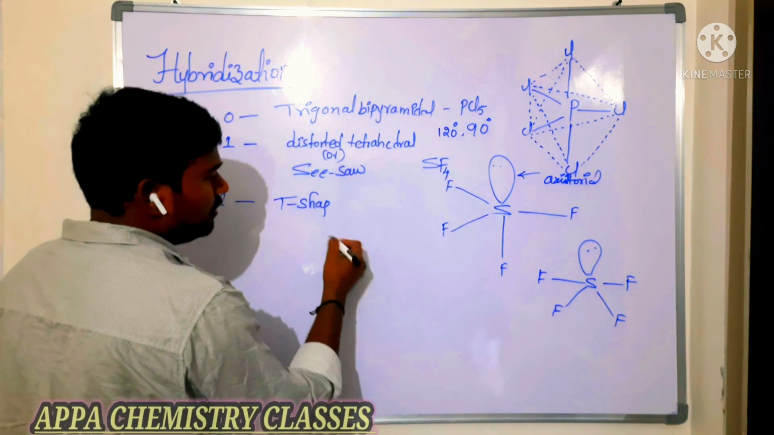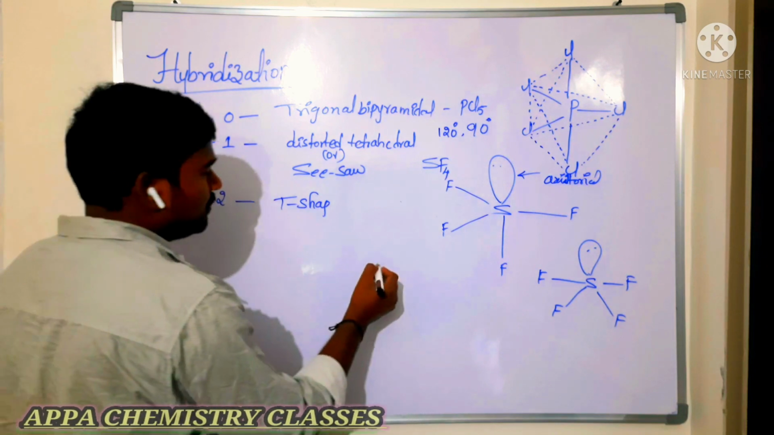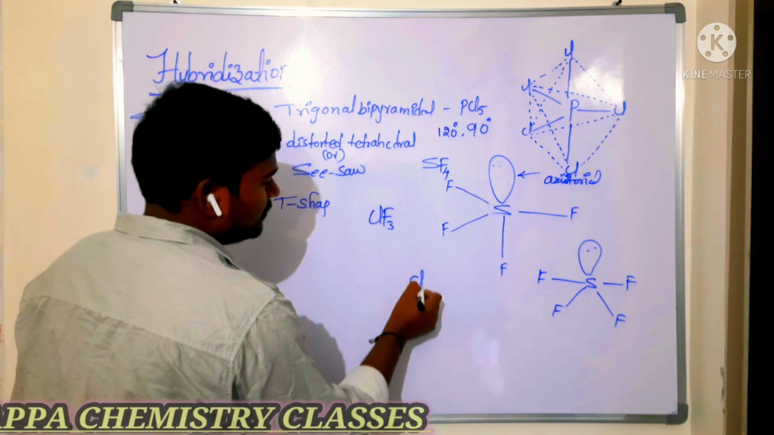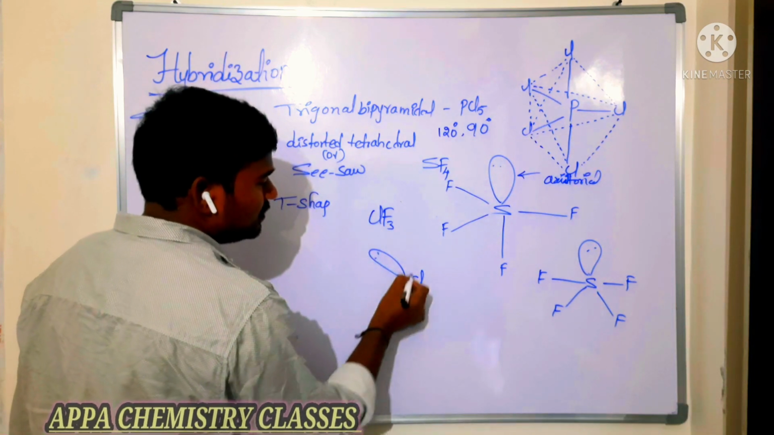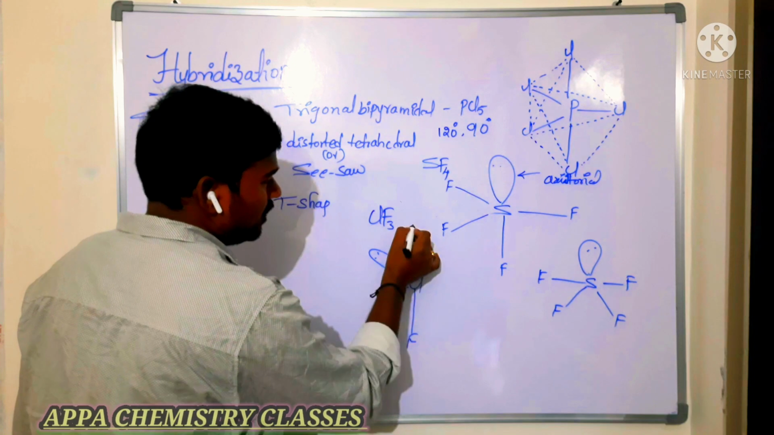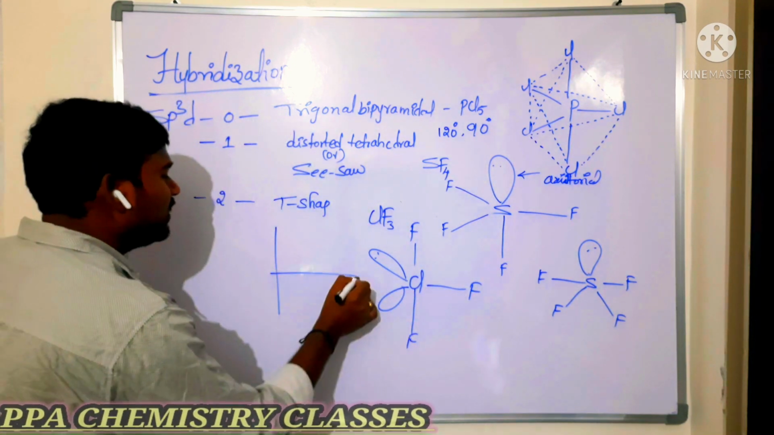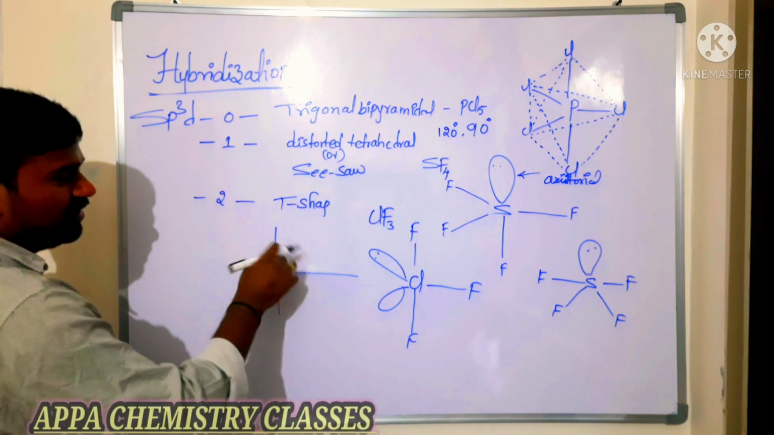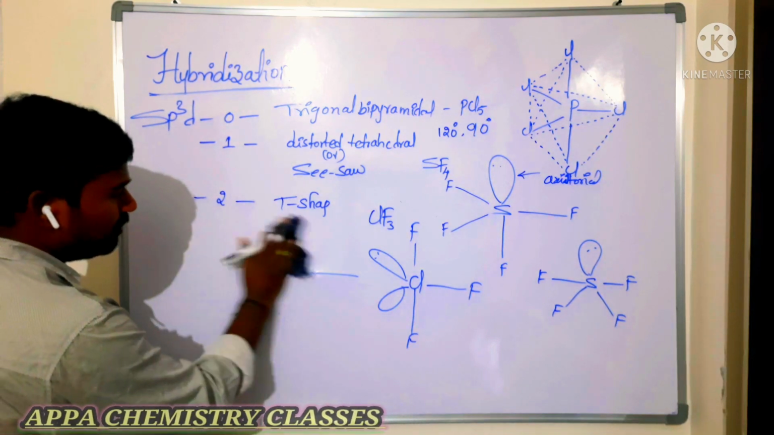In case of T shape, the lone pairs are located at the equatorial position. For example, ClF3, which contains Cl as the central atom. These are the 2 lone pairs, and these 3 are the fluorine atoms. When the T is sleeping like this, or twisted, we get this one. So it is T shape. Is that clear? Important one.